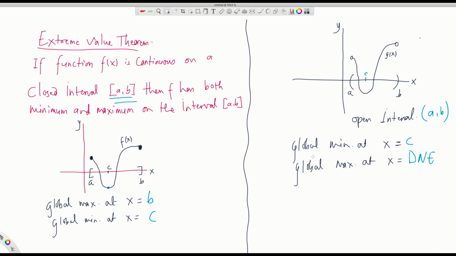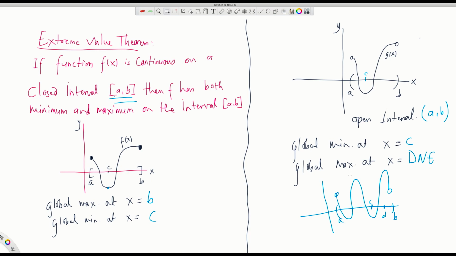So sometimes a function continuous in an open interval can still have extremes. Let us look at this one. Suppose this is a and this is b. Then in this case the function is continuous in the open interval (a, b), right? But it has both a global max and a global min, because see, at c it has a global min, and at d it has a global max.